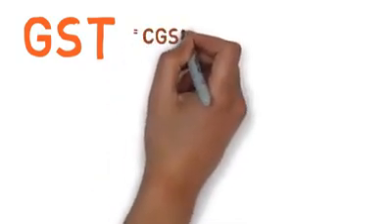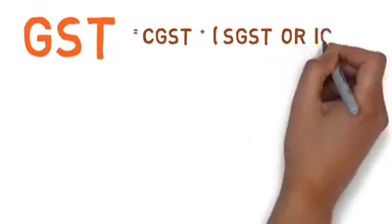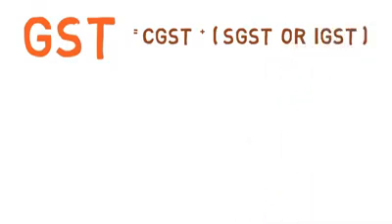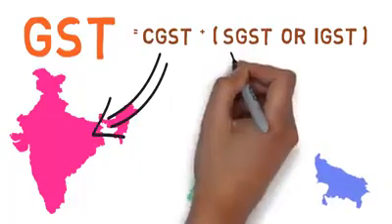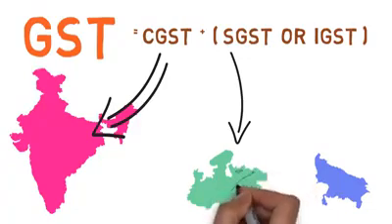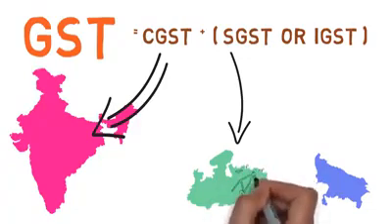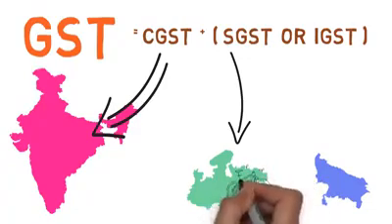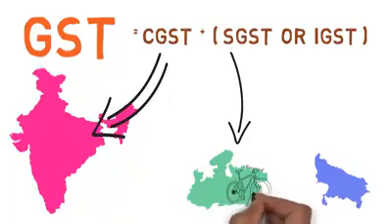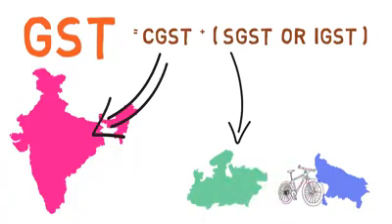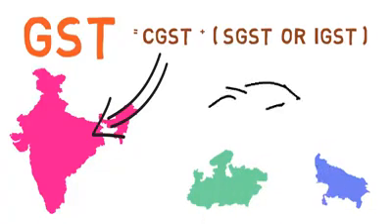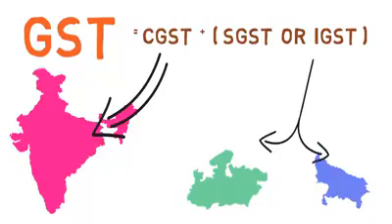GST is the combination of CGST and SGST or IGST. CGST is central GST, which is paid to the central government. SGST is the state GST, which is paid to the state government, and IGST is the integrated GST, which comes in the situation when goods and services move interstate. For example, product A is manufactured in Madhya Pradesh and sold in Uttar Pradesh, so IGST is distributed between both the states. In this case, SGST will not be collected.